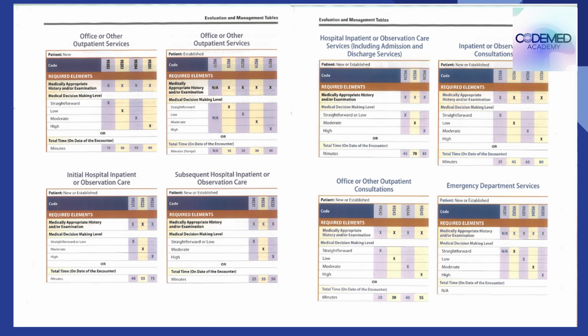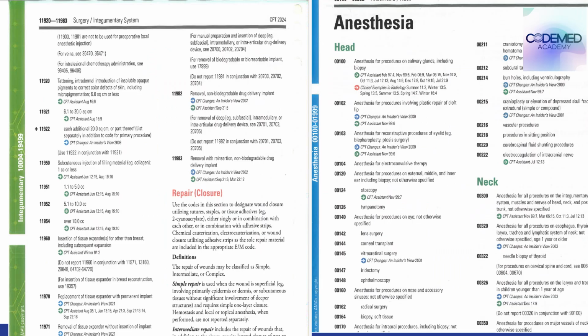This is the table of contents at the beginning of the evaluation and management section, which is your first section, and we use this table of contents to solve many cases related to evaluation and management. If you see the CPT book, it is divided into 6 sections, then you have the appendices, and in the end you have the index.